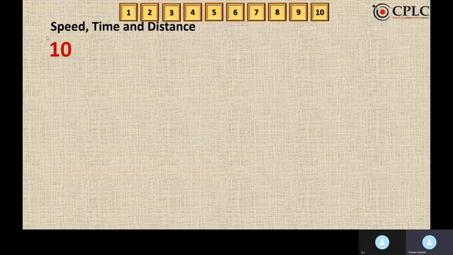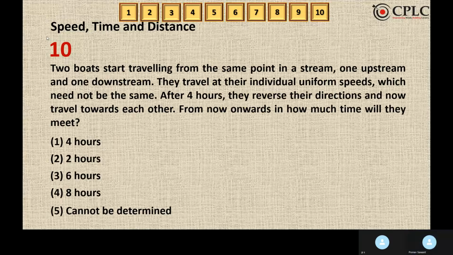Moving to the next question. Two boats start traveling from the same point in a stream, one upstream and one downstream. They travel at their individual uniform speeds, which need not be the same. After 4 hours, they reverse their directions and now travel towards each other. From now onwards, in how much time will they meet?